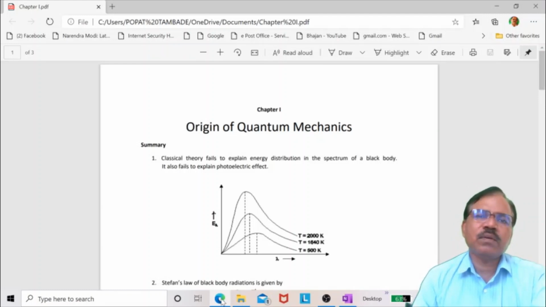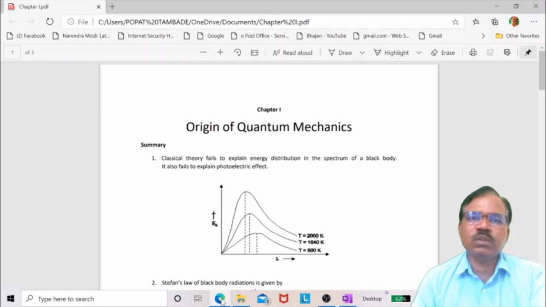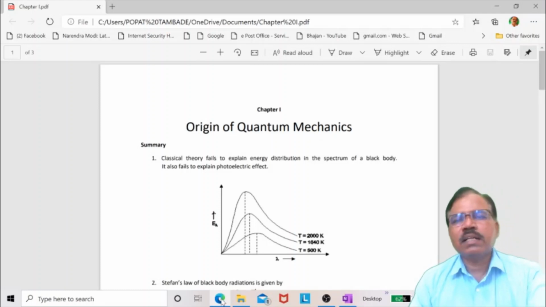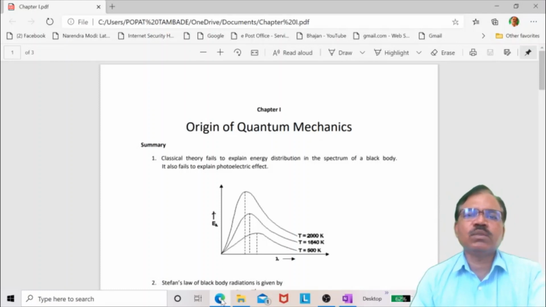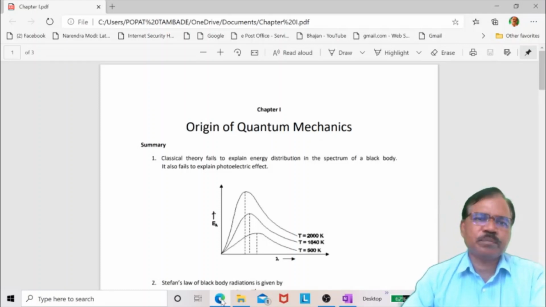For that purpose, I have taken the quantum mechanics course at TY B.Sc Physics. And in this lecture, I am going to explain multiple choice questions on the origin of quantum mechanics, that is the first topic of the quantum mechanics course. So here we will start with a brief summary of this origin of quantum mechanics course.